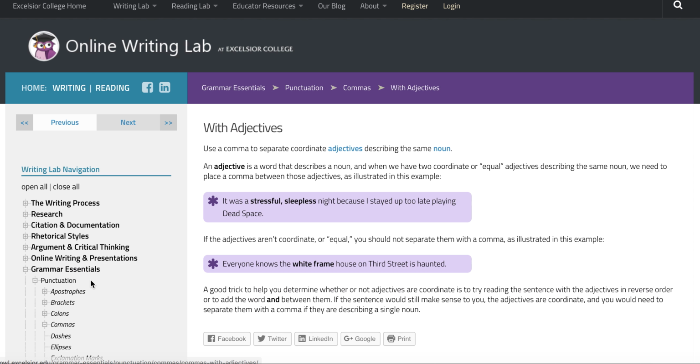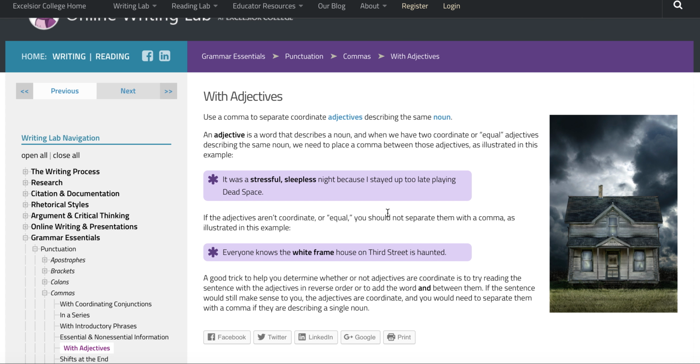We'll look at the next rule, and this has to do with comma use with adjectives. I don't run into a whole lot of this issue with students, but basically the rule is this. It has to do with the rule called coordinate adjectives, and if you're using 2 or more adjectives to describe the same noun, so here: it was a stressful, sleepless night. These adjectives are coordinate, and the way you can test that is you can flip them and it still makes sense. It was a sleepless, stressful night, and that works. If you can flip them, that means they're coordinate and you need to put a comma in between.